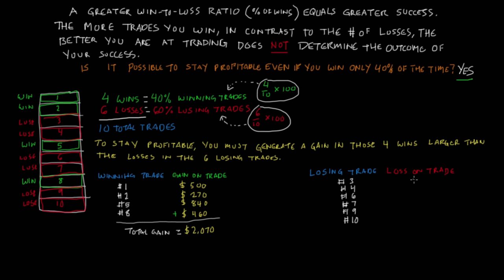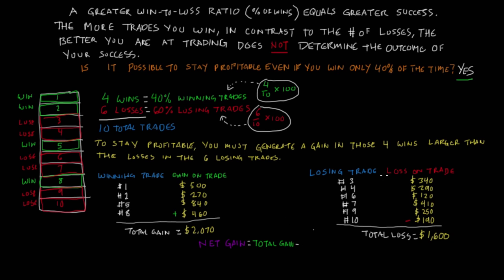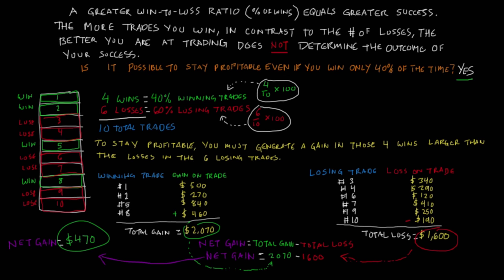Next, we need to calculate the losses. Let's say I lose $340 in the third trade, $290 in the next, $120, $410, and $250. And on the last trade, I lose $190. Now, adding my losses, I get a total loss of $1,600. How we determine if I'm profitable is by subtracting my total losses from my total gains, and this should result in our net gain. So 2,070 minus 1,600 is $470. My net gain is $470.